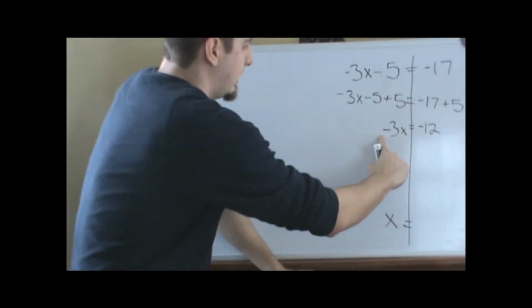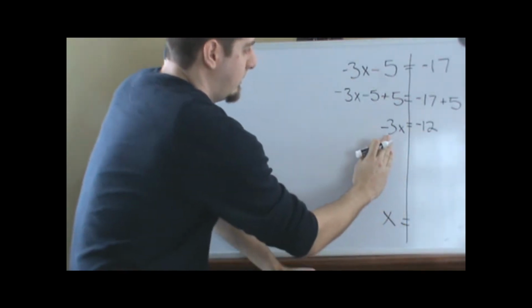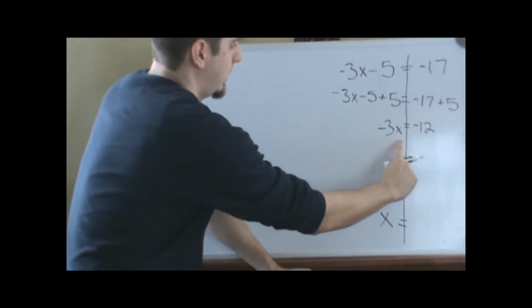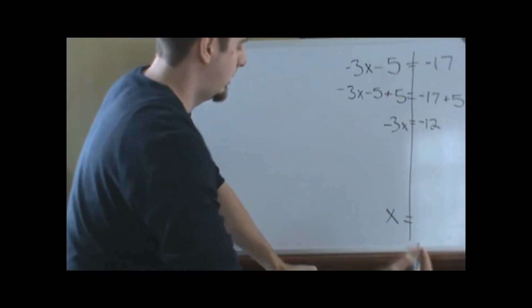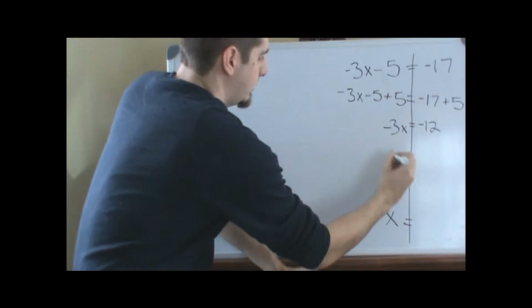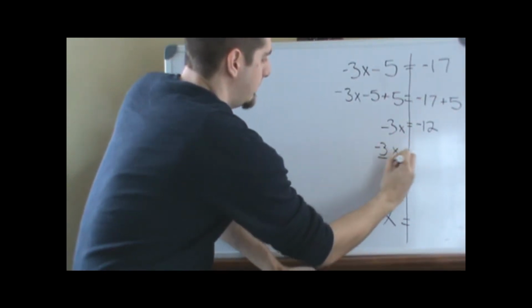At this point we have negative 3x equals negative 12. We need to get rid of the negative 3 so our x can be alone, because we want to know what x is, not what negative 3x is. So to get rid of negative 3, which is being multiplied by x, we do the opposite. And we divide by negative 3.